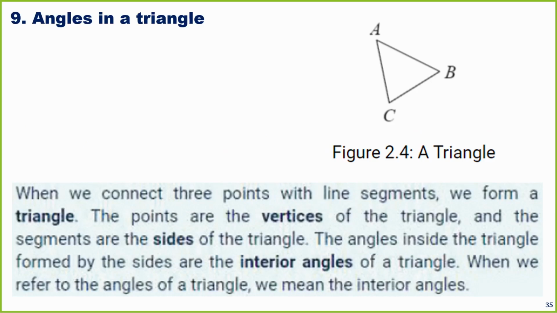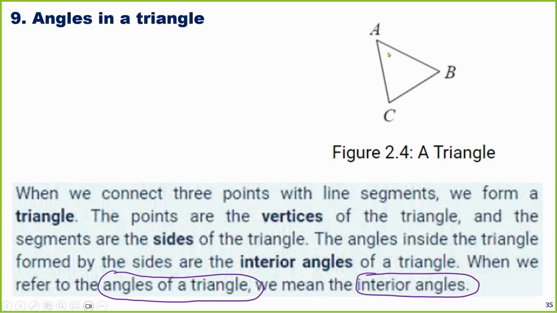Okay, so next, let's talk about angles in triangles. When we connect 3 points with line segments, we form a triangle. The points are vertices of a triangle, and the segments are the sides of a triangle. The angles inside the triangle formed by the sides are called interior angles of a triangle. When you see angles of a triangle, usually we mean the interior angles, not the exterior angles. Okay, be careful with that. Other than that, the concept of a triangle is pretty straightforward, so we'll just pass, okay?